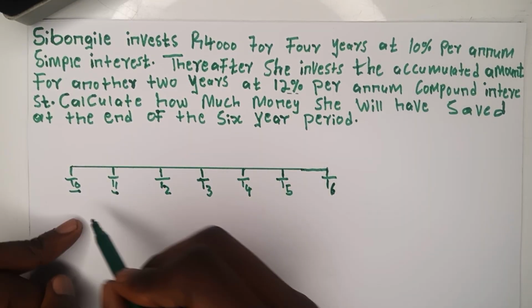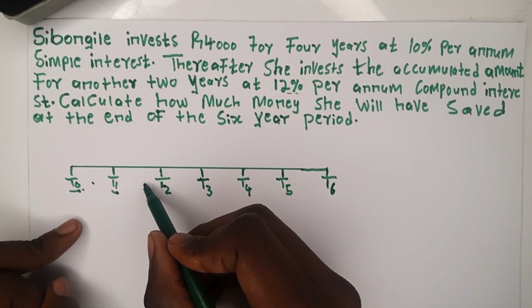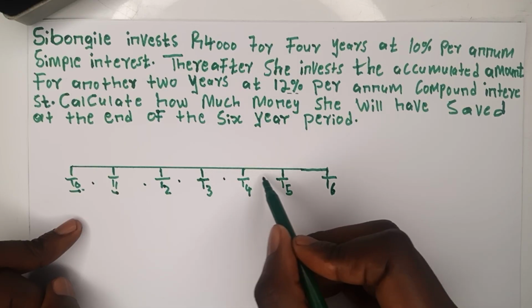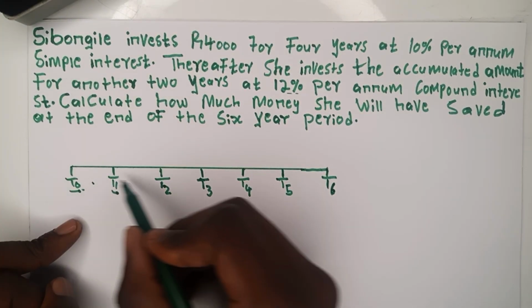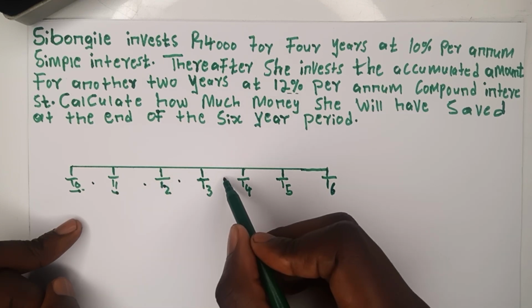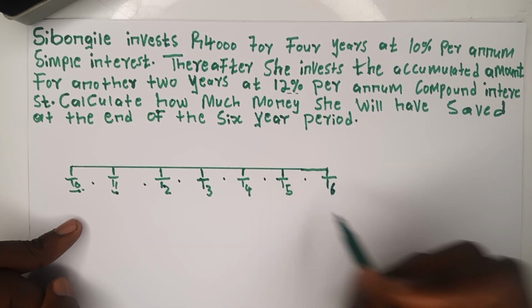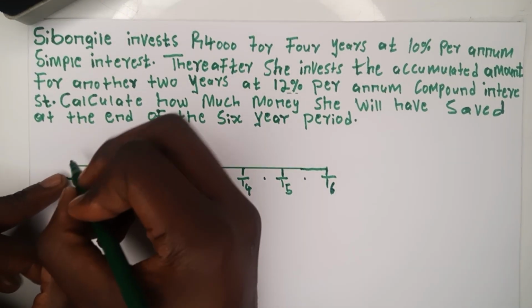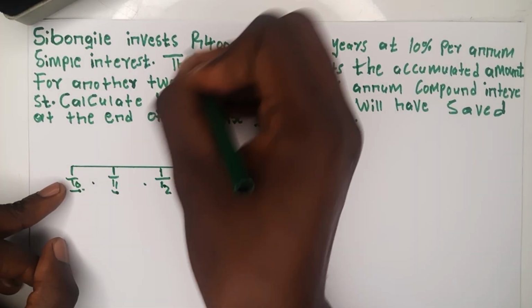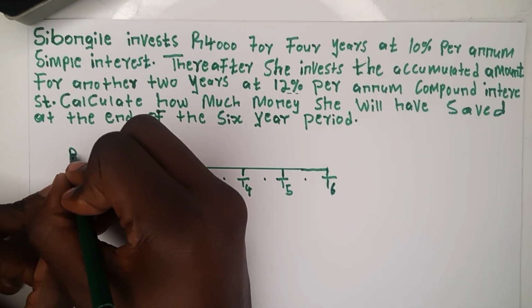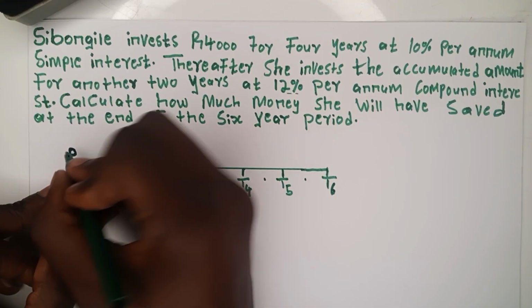So like we have after year 1, after year 2, after year 3, after year 4, after year 5, after year 6. So Sibongile invested 4,000 here. We can call this 4,000 P, because it is in the present.